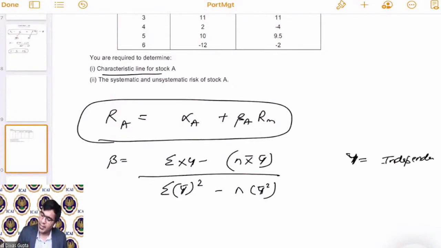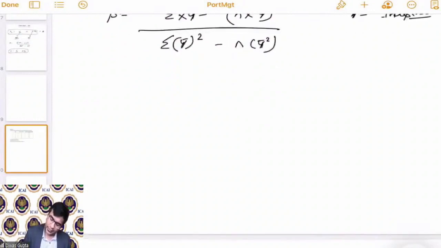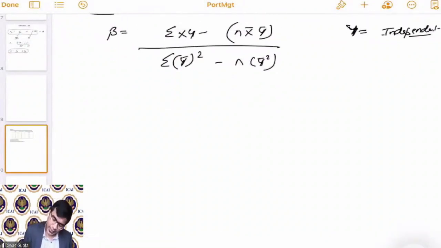So that means the market related data will come in the denominator, because market is always considered as independent. Okay. Now let us calculate the data. So years I am putting here. First of all, we are calculating the beta. Okay. So here is 1, 2, 3, 4, 5, and 6.